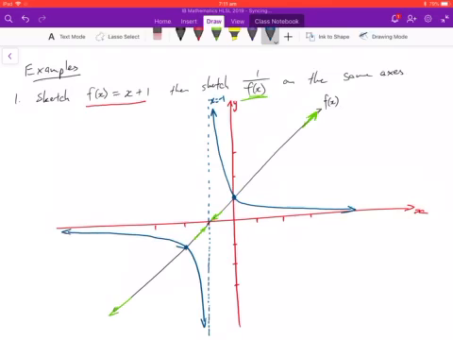And so that's 1 over f of x. So you're looking at the different parts and seeing what they're doing, identifying any asymptotes, bits and pieces.